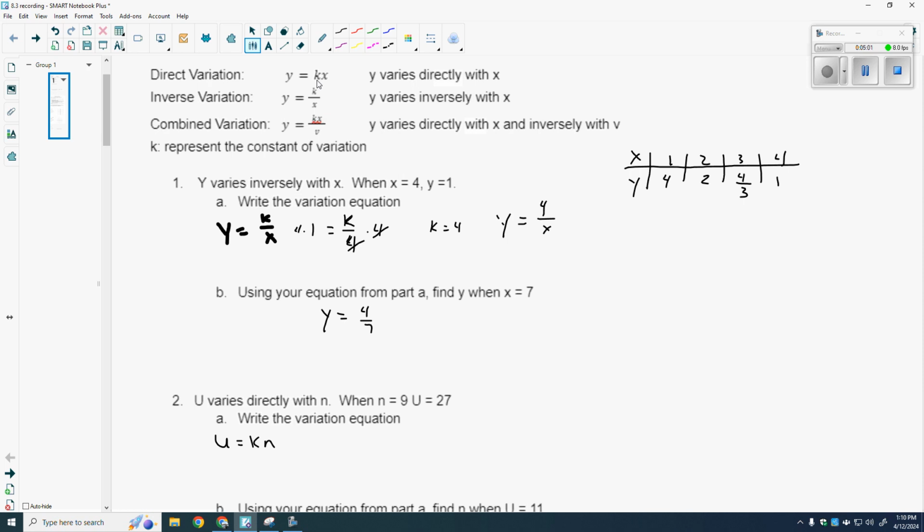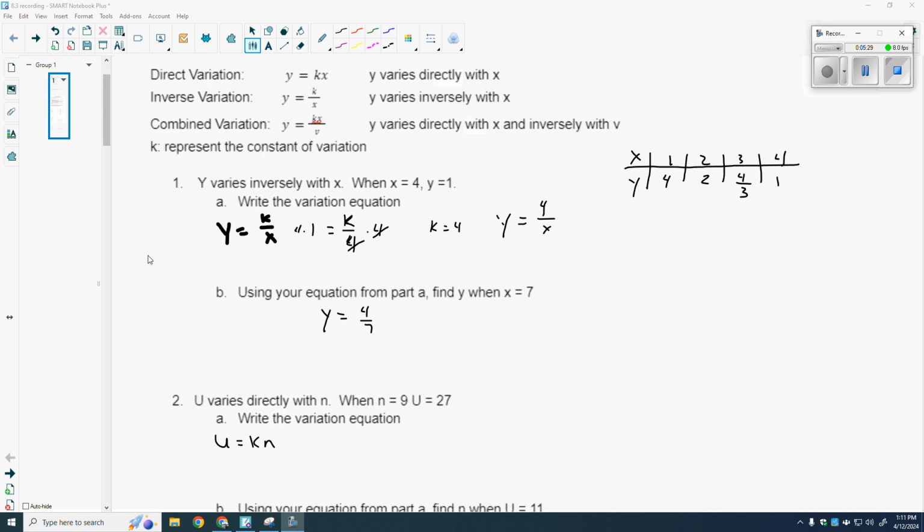Real life situation. You go to the gas station and you put gas in your car. The amount you pay is directly related to the number of gallons you put in. How is it related? By the price per gallon. So we're creeping up on $4 per gallon, so y equals 4 times x. Real life situation where y varies directly with x.